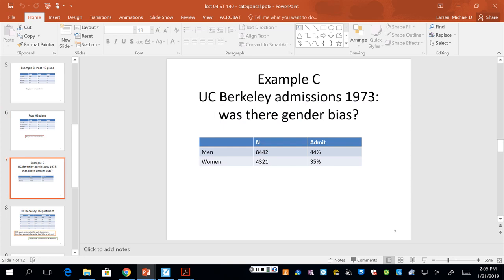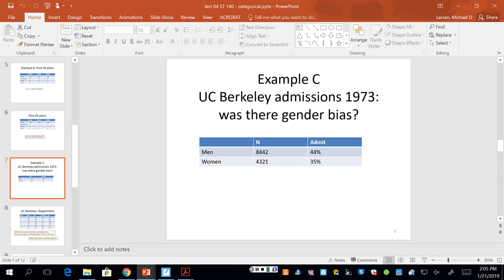So this is a classic data set, and David Freedman from UC Berkeley Department of Statistics included it in his books on statistics back in the 70s. So, UC Berkeley admissions in 1973 to graduate schools. Men, there were 8,442 who applied. Women, there were 4,321 who applied. Among the men who applied, 44% were admitted, and among the women, 35% were admitted.